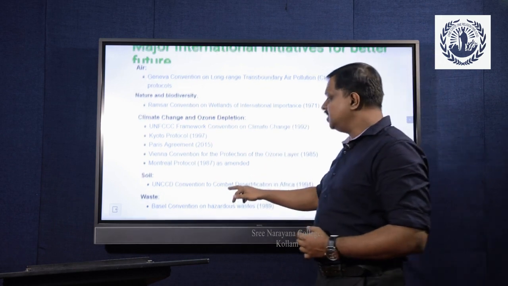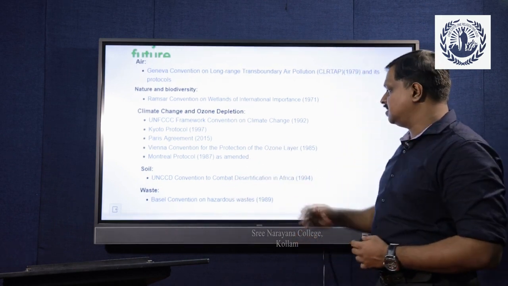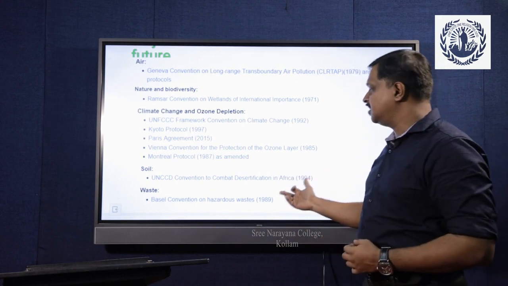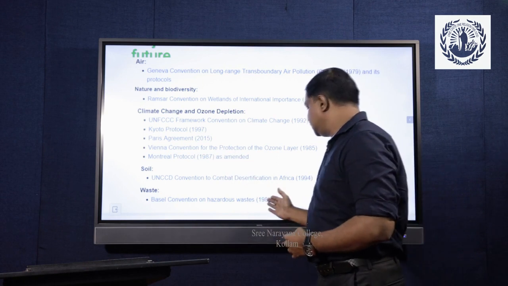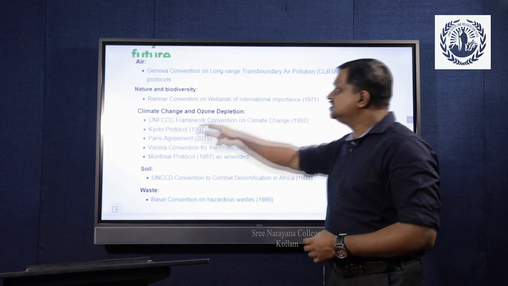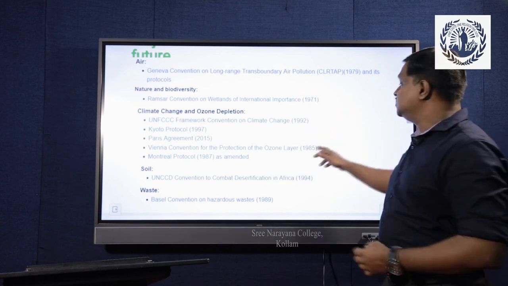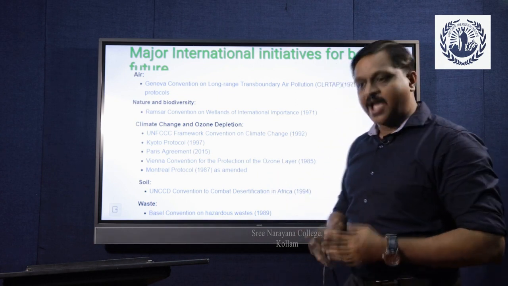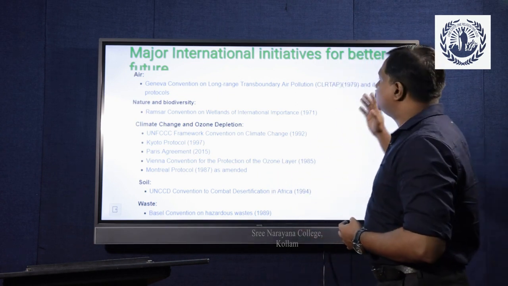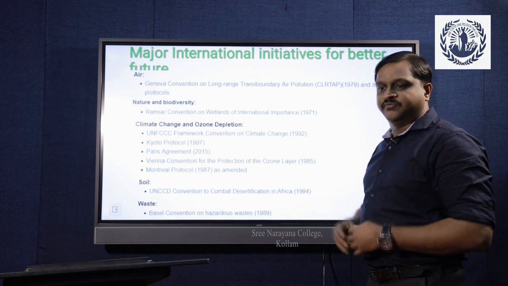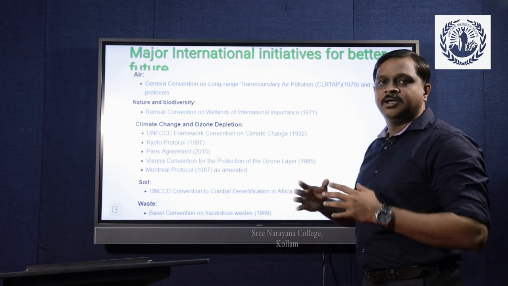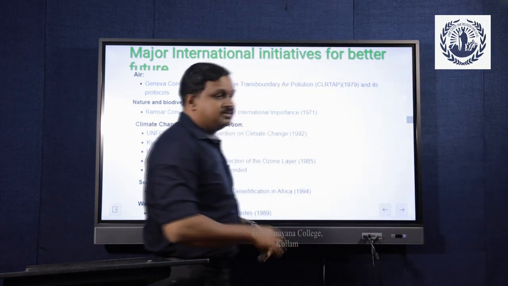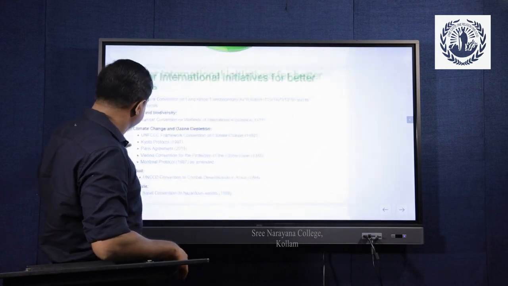Next is one for the soil, an important convention made by the UN in 1994. And for waste, in 1989 there is the Basel Convention. So these are some of the important international initiatives taken by the major countries and by the UN for a better, greener environment and for our future generations. All these are important international protocols.